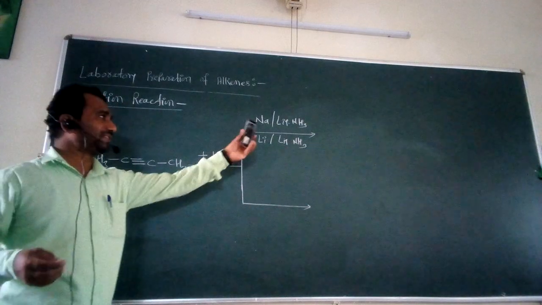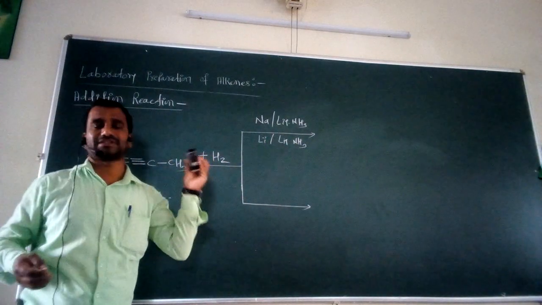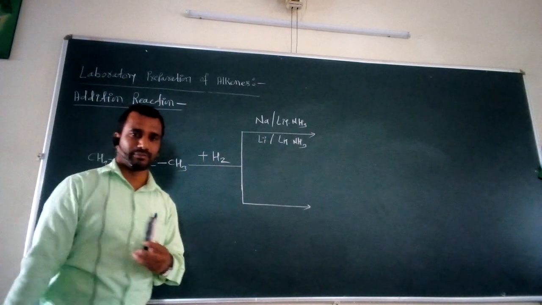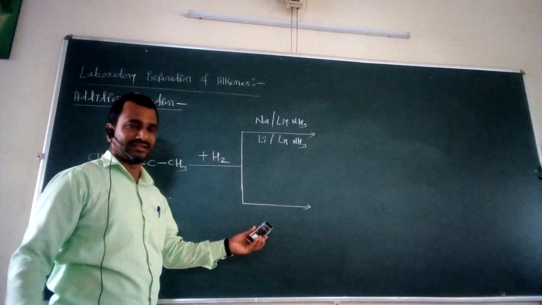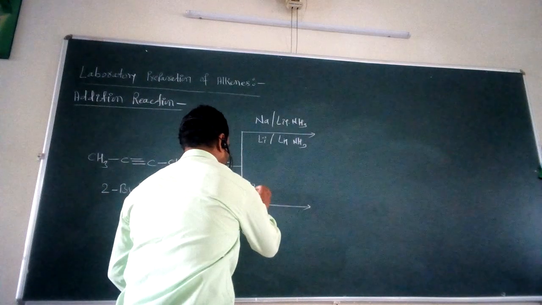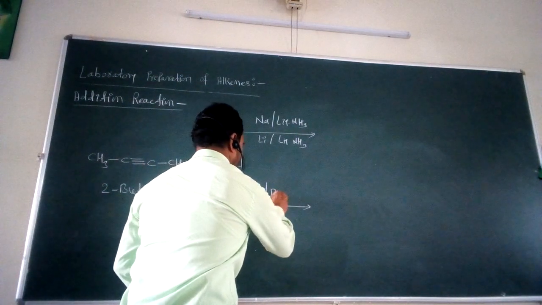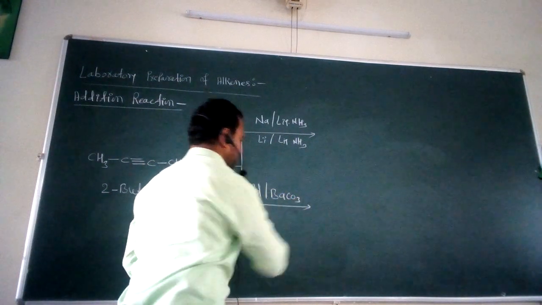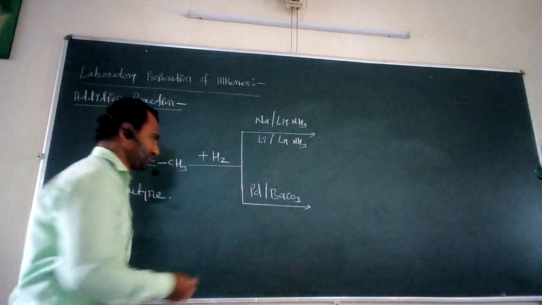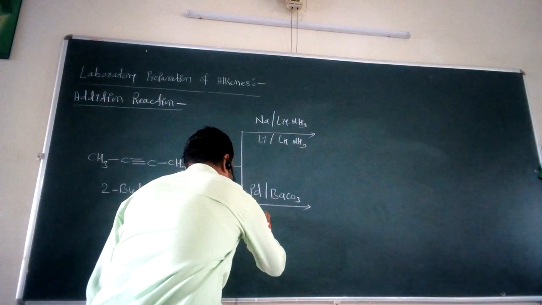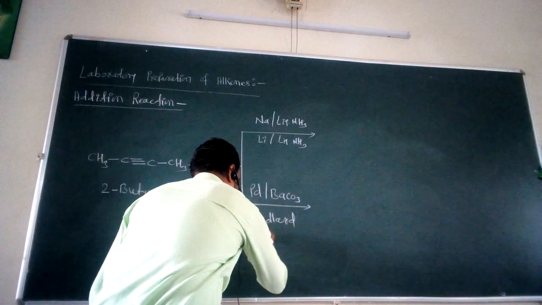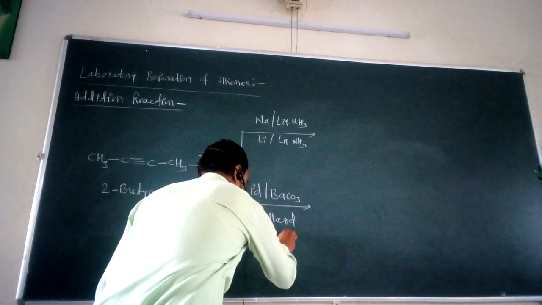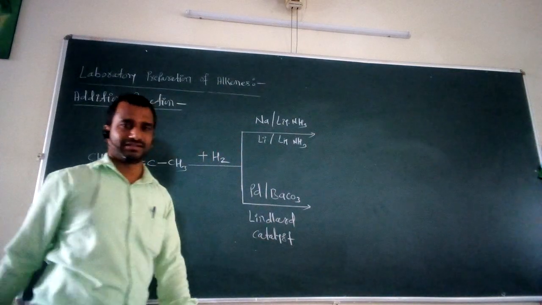In the presence of these reagents, when H2 is added across this carbon-carbon triple bond, what type of product is obtained, that we have to study. And the second reagent we have to take in this case is palladium on barium carbonate. So this is one known reagent that is called the Lindlar catalyst. This is called the Lindlar catalyst.